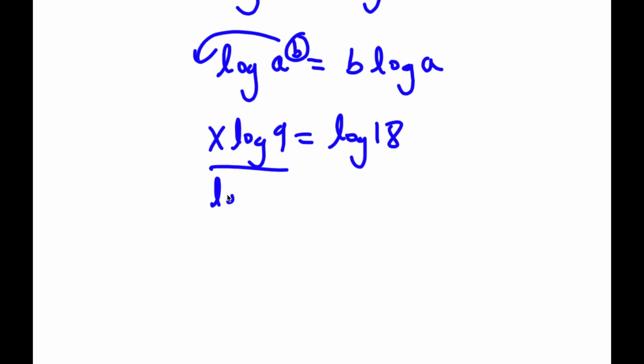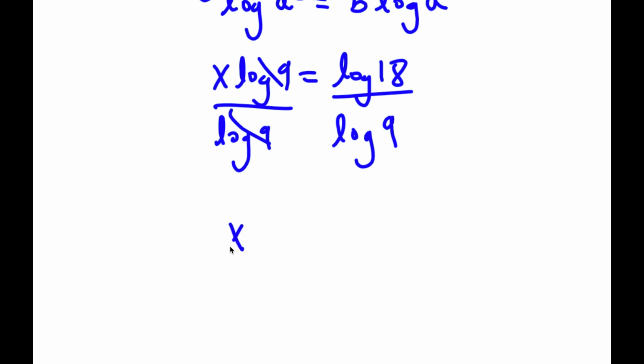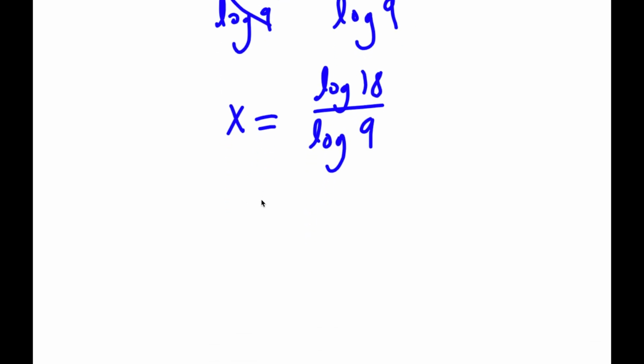Now I'm going to go ahead and divide both sides by log 9. These two cancel out, and I have x is equal to log 18 over log 9. Now log 18, that's the same thing as log(9 times 2).